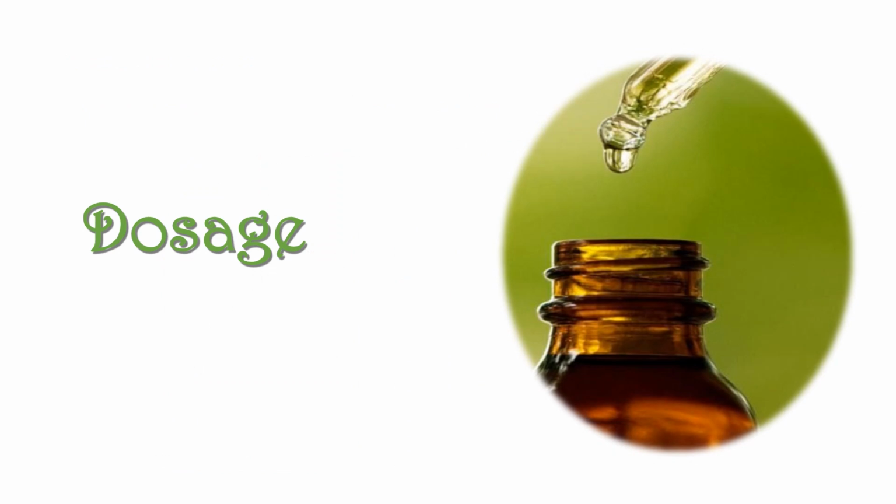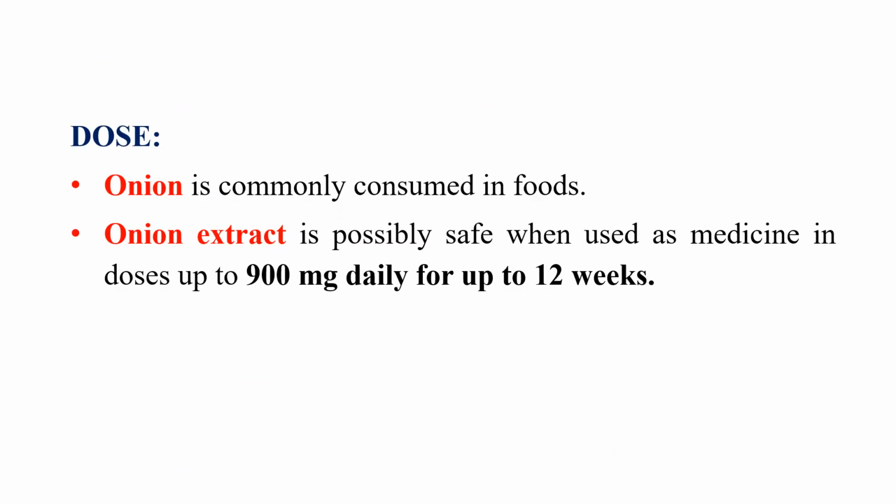Dosage: as a food you can use onion as you want. There is no dose for it as a food, but as a supplement, when you are going to use, for example, onion extract, it is possibly safe to use onion extract as a medicine in doses up to 900 milligrams daily, up to 12 weeks.